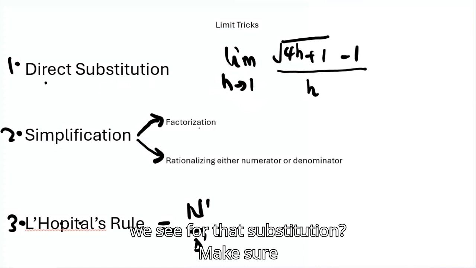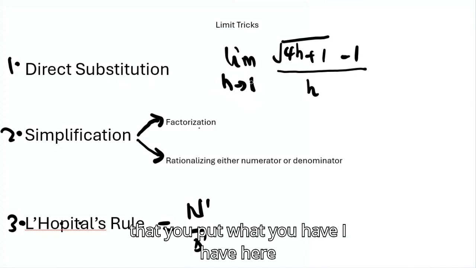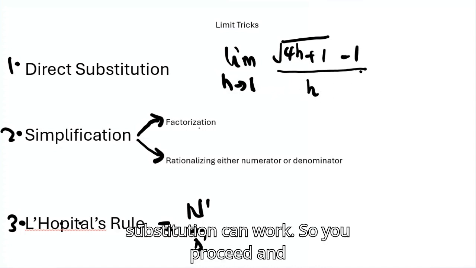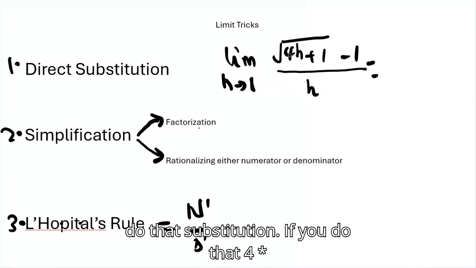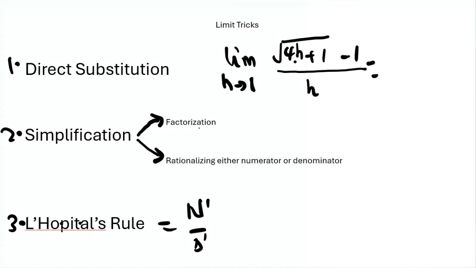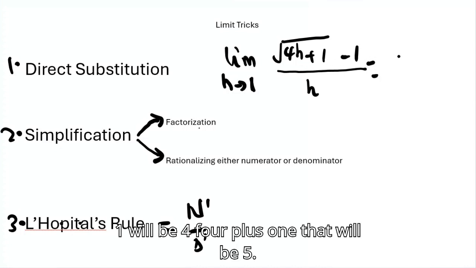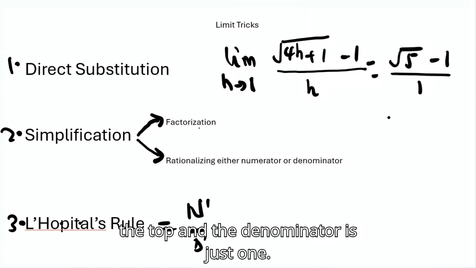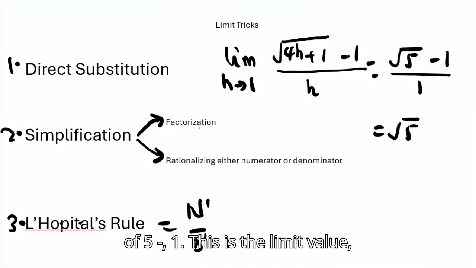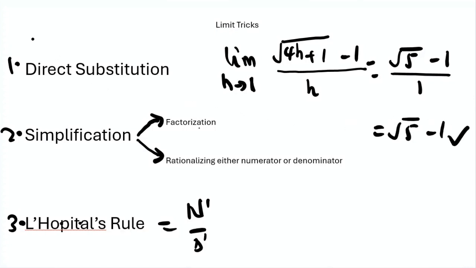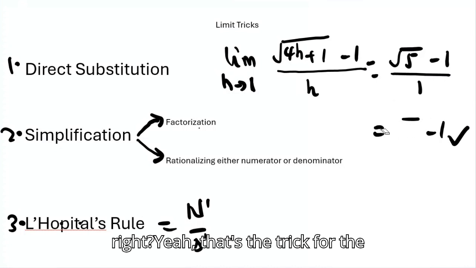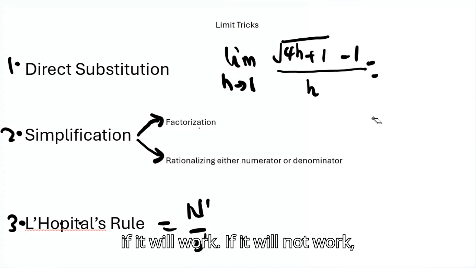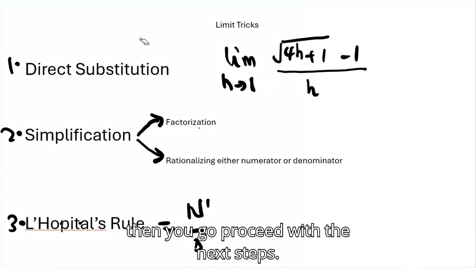So as h approaches 1, what do we say for direct substitution? Make sure that you put the value into the denominator. So you put that 1 over here, it is not 0. So direct substitution can work. You proceed and do direct substitution. 4 times 1 is 4. 4 plus 1 is 5. That will be the square root of 5 minus 1 at the top, and the denominator is just 1. So the final answer is the square root of 5 minus 1. This is the limit value. Yeah, that's the trick for substitution. You can quickly put the value inside the denominator and see if it will work. If it will not work, then you proceed with the next steps.